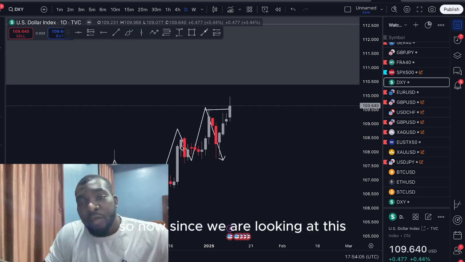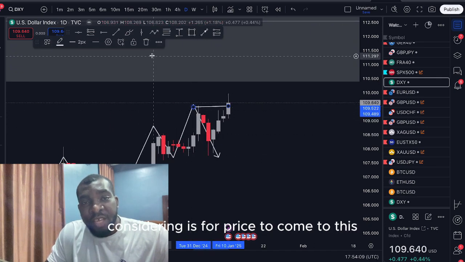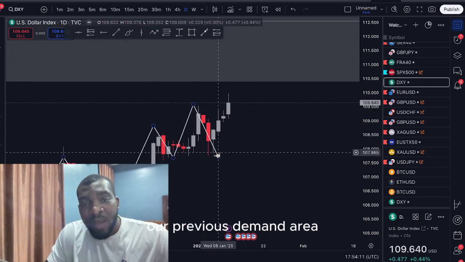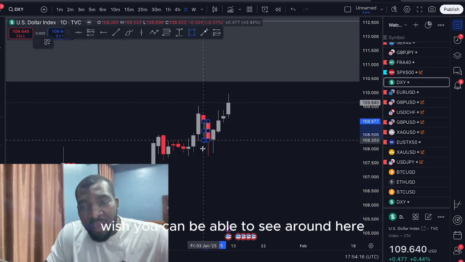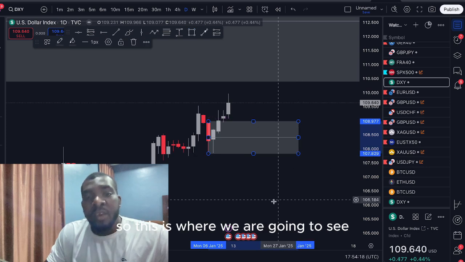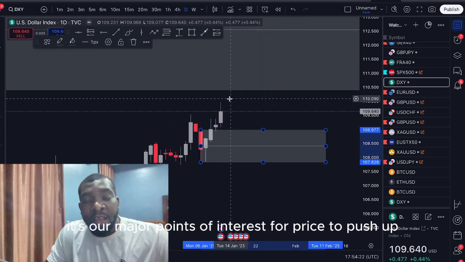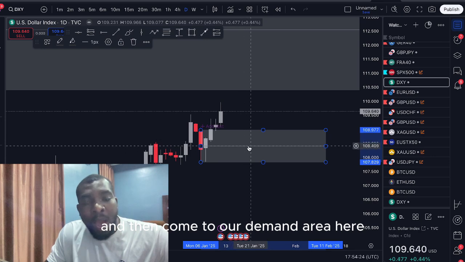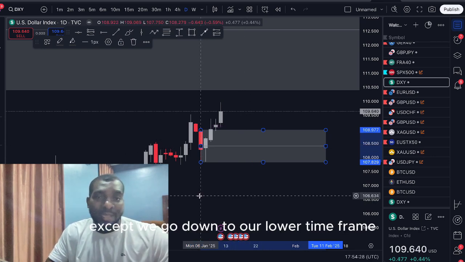Okay. So now, since we are looking at this, what we are going to be considering is for price to come to this our previous demand area, which you can be able to see around here. We have this demand area around here. So this is where we are going to say it's our major point of interest for price to push up and then come to our demand area here. But we can't actually see this clearly except we go down to our lower time frame.